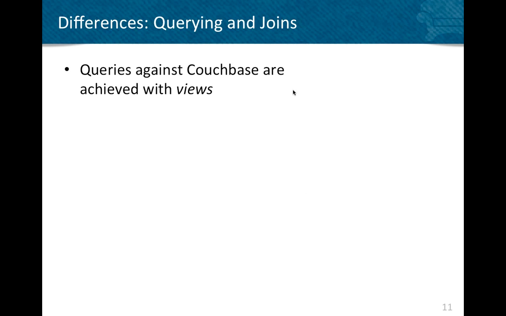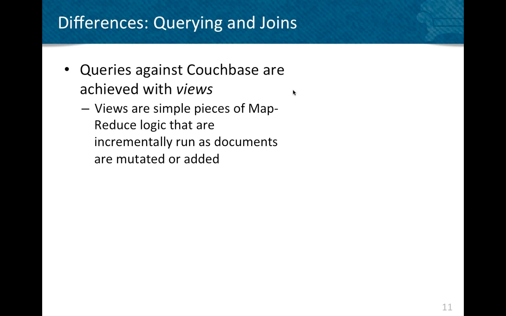Another difference, and this is getting maybe a little more to the meat of differences, is that a document-oriented database versus an RDBMS handles querying and joins in a bit of a different way. So I'm going to stay pretty high-level conceptual here, but I'm happy to get to further low-level. If you have any questions, please go ahead and enter them in. But the main idea here is that queries in Couchbase are achieved with something called Couchbase views. Now, views are actually just really simple pieces of MapReduce logic that are incrementally run as documents are mutated or added.